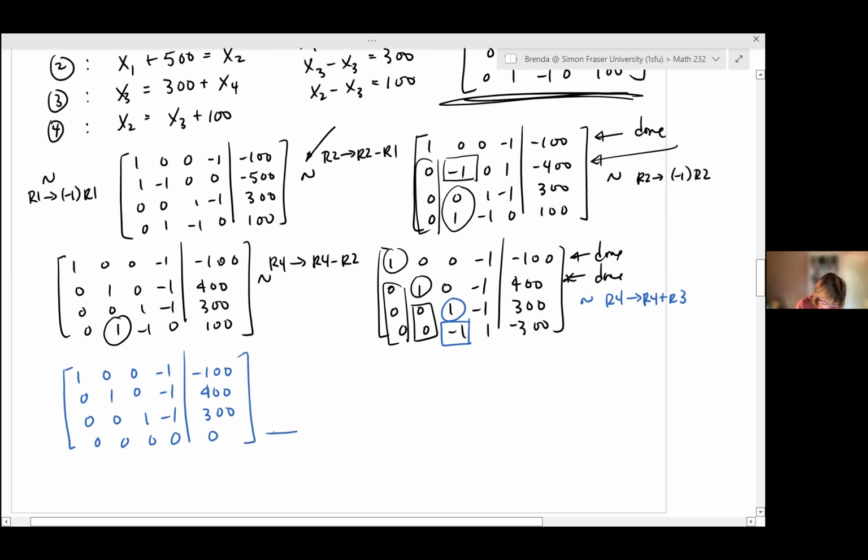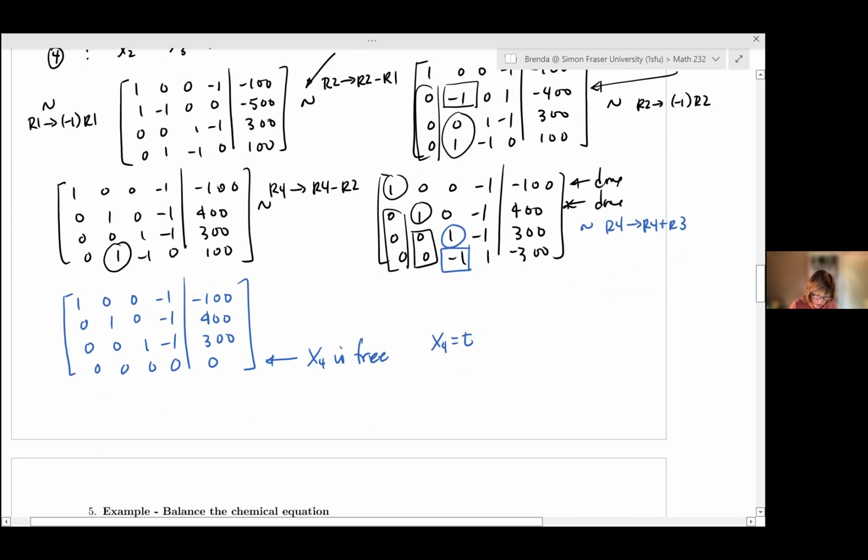And interestingly, what has happened here is this row here is telling me that X4 is free. X4 is free, so I actually have more than one solution to this problem. Okay, therefore, because X4 is free, I will assign it a parameter. That is X4 is equal to T.